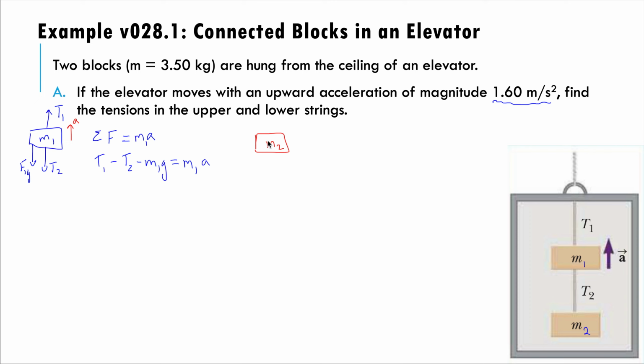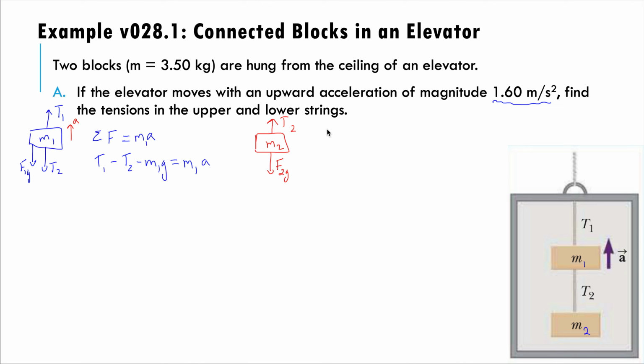Can you draw the free body diagram for M2? You should have a tension T2, since that's the only string that's touching M2. T1 is not touching M2, so T1 does not affect M2 directly. Only tension 2 points away from the object. And then M2 has some weight as well. I'll call it F2G. That will be equal to M2G.